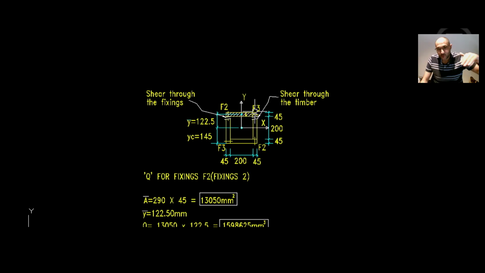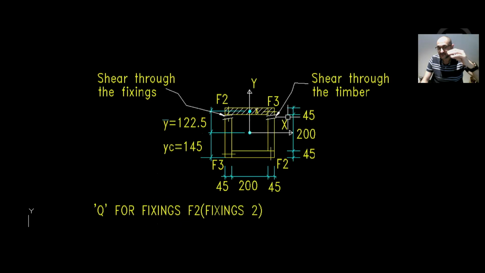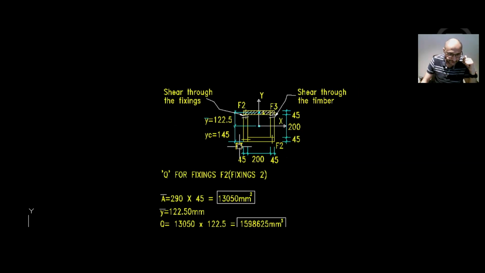Then, where do we take Q about? This hatched area here. Okay, so bear in mind, there will be the same shear flow, but this time the shear flow will be distributed in the fixings and in the timber capacity. So you can imagine that shearing the timber is a lot more than shearing through the fixings. But let's see how we can do this.